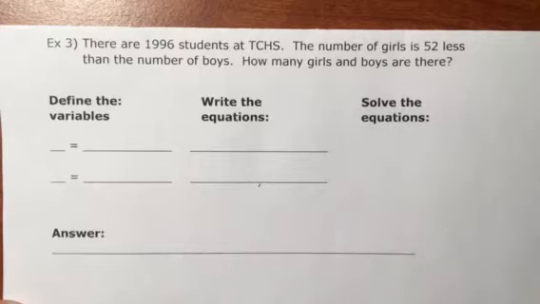So there are 197 students at TCHS. The number of girls is 52 less than the number of boys. How many girls and how many boys are there? Okay.